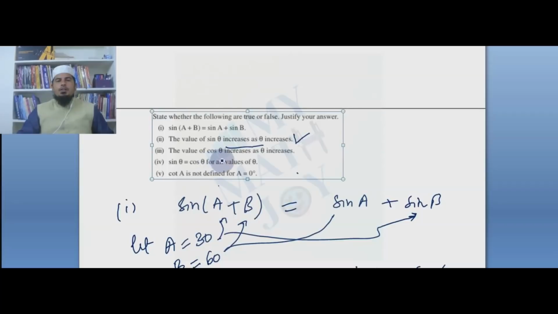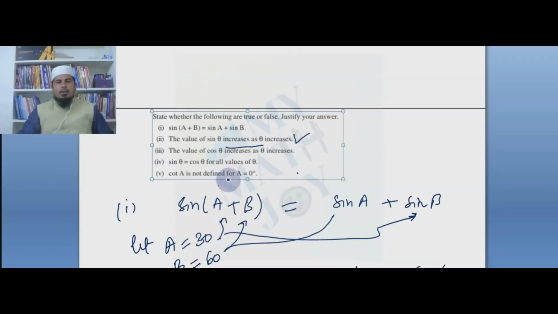Sin theta is equal to cos theta for all values of theta is a false statement, because sin theta is equal to cos theta, as we have seen in the standard table, only at 45 degrees, because sin 45 is 1 by root 2 and cos 45 is 1 by root 2. We never get the trigonometric ratios of the other standard angles equal. Only at 45 do we get equality.